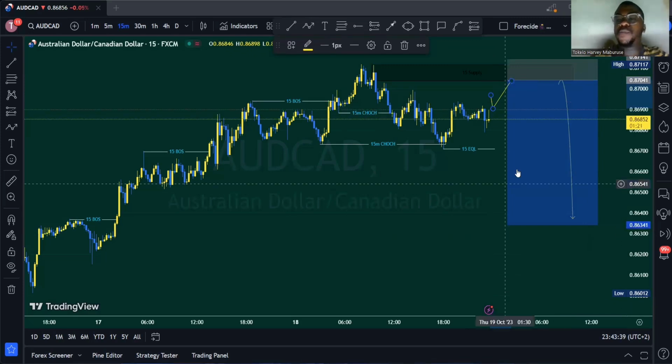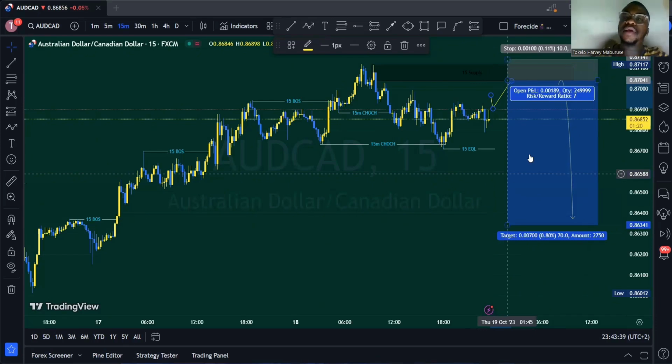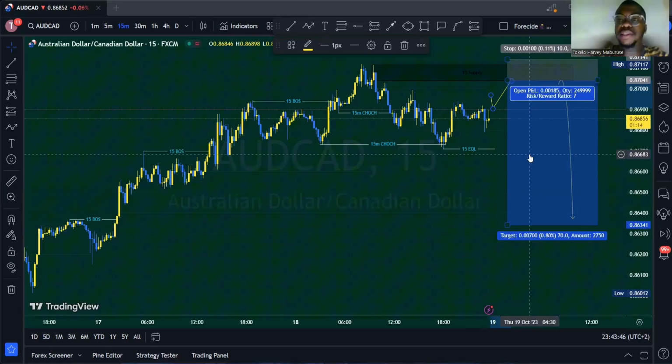And we have a 1:7 risk reward ratio, which means we are only risking 10 pips in order to accumulate 70 pips. In other words, we are only risking 0.05% of the account. Any account you currently have, you should only risk 0.05%, which is half of 1%. That's actually good risk management.